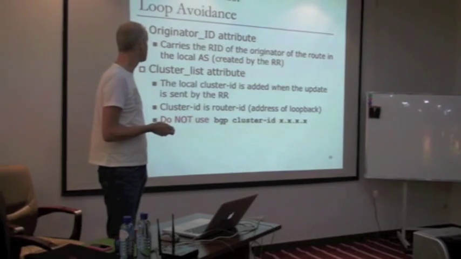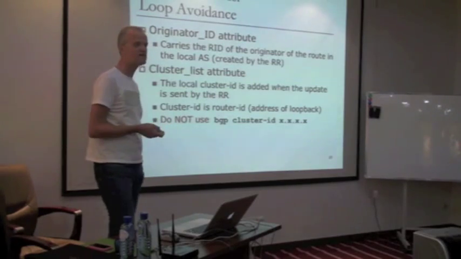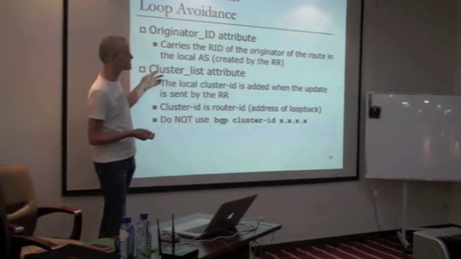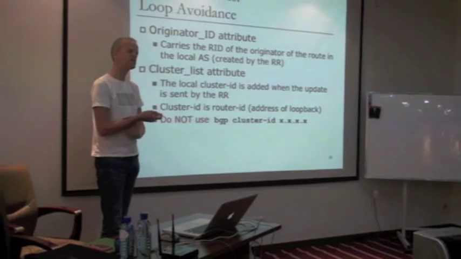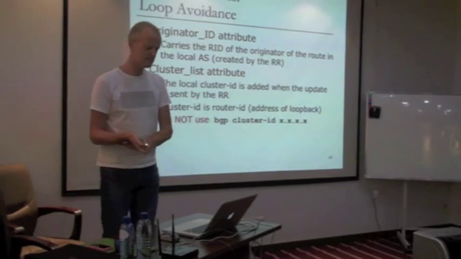So that's really all the route reflector's two new attributes are for. So we use cluster list as part of the path selection process. And we'll see the cluster list when we do the lab later on.